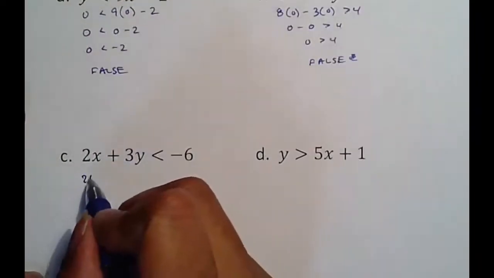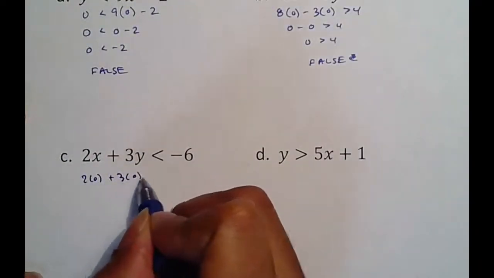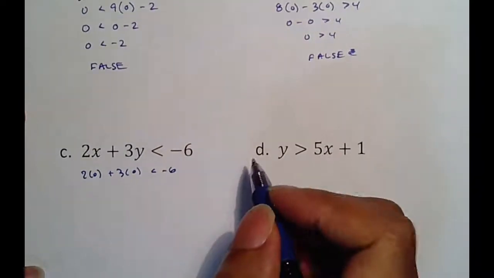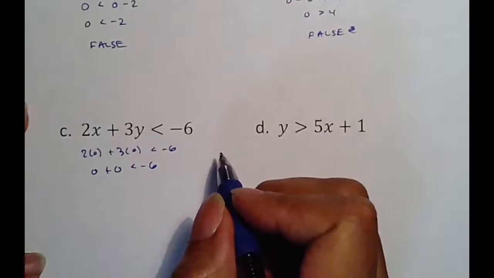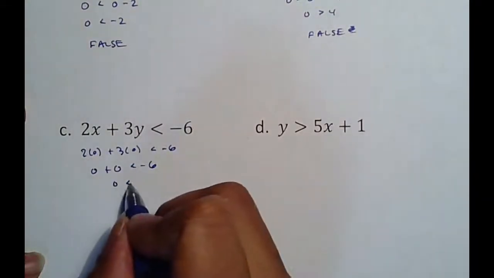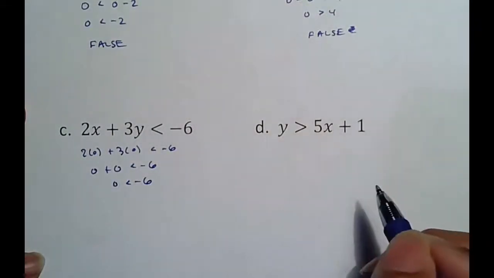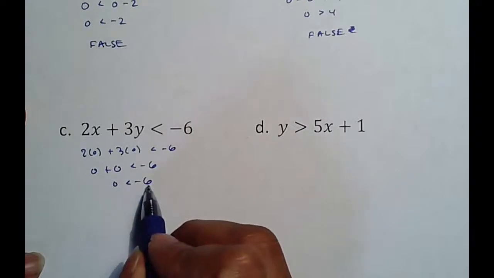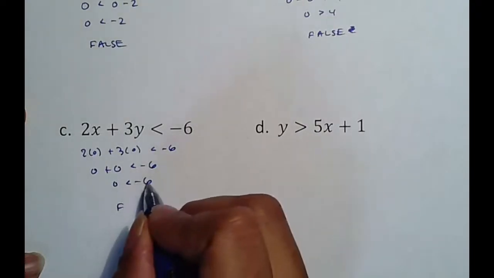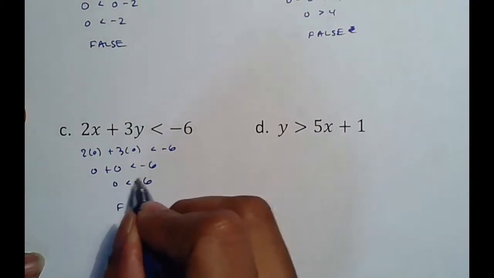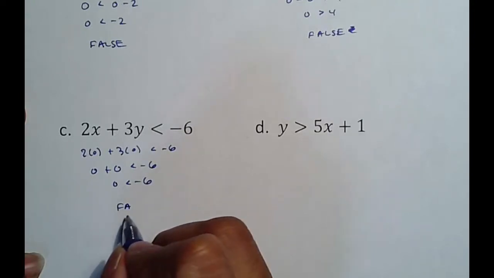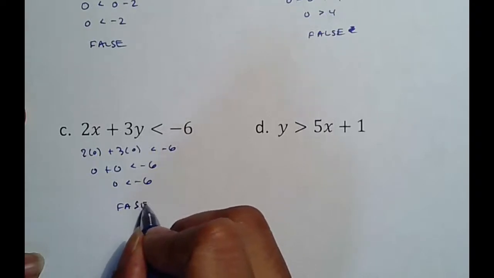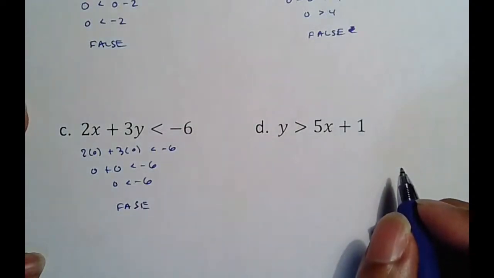Again, 2 times 0 plus 3 times 0 less than negative 6. This becomes 0 plus 0 less than negative 6, which then becomes 0 less than negative 6. And in the end, is 0 smaller than negative 6? That answer is no, because remember, 0 is better than every negative there. I feel like I messed up somewhere.